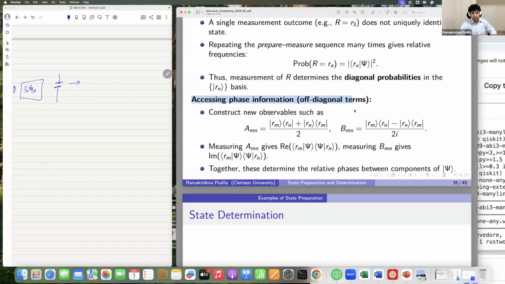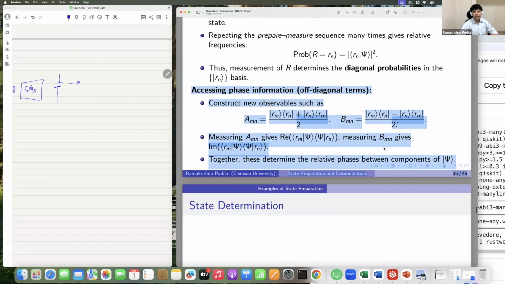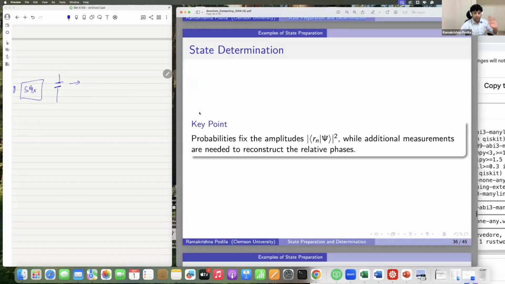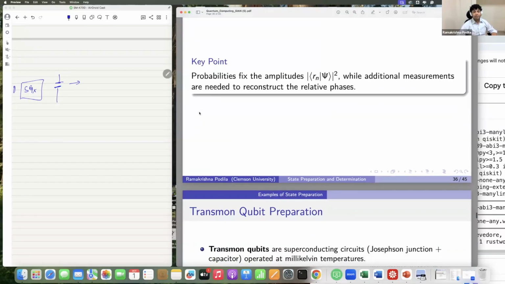I'm not going to talk about this phase information right now because we are going to introduce density matrices. And once we introduce the density matrices, we will have a better understanding of the phase information. So I'm going to let that go for right now for relative phases. But what we are measuring when we repeat, prepare and measure, we are measuring these probability amplitudes, and you have to obviously make multiple measurements.